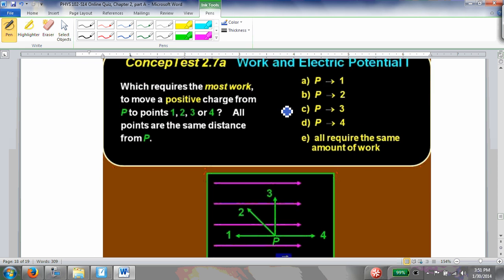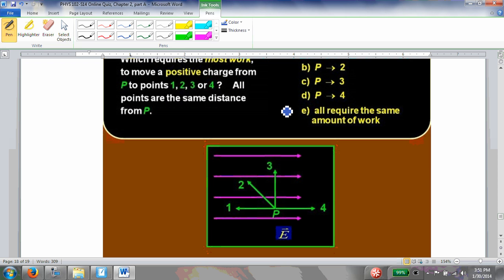Which requires the most work to move a positive charge from P to points 1, 2, 3, or 4? I'm moving a positive charge, and I'm looking for the most work. Remember that work is equal to force times displacement. To determine which requires the most work, I'm going to want to find one where the force and the displacement are in the same direction. And the force on my positive charge due to the electric field will be in this direction. So that's the force due to the electric field.